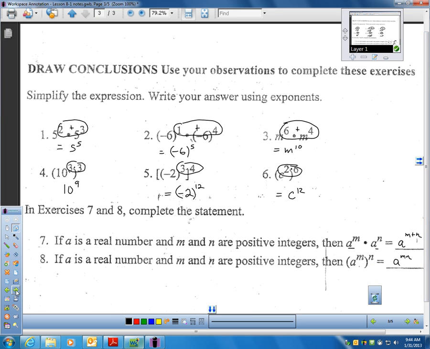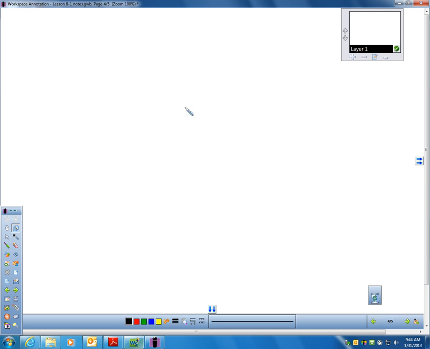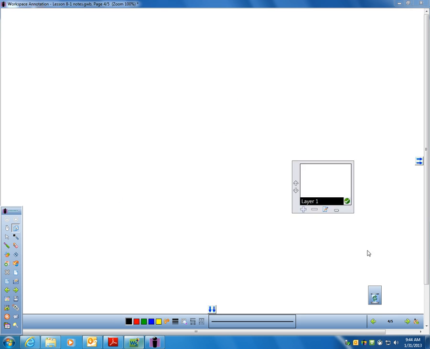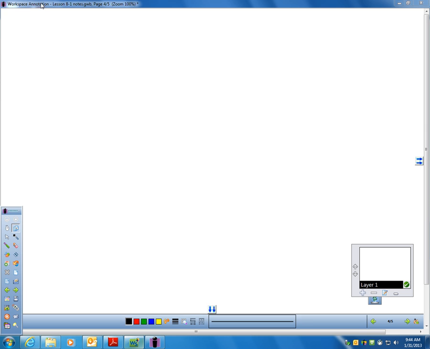Okay, now we have a third property we need to know. I don't have a little worksheet already printed out for that one, but that's okay. This third property is called the power of a product property. Okay, now when you think about what that says, remember product is multiply. Power of a product means something like this. 7xy to the 2nd power. I am taking an exponent to a product.